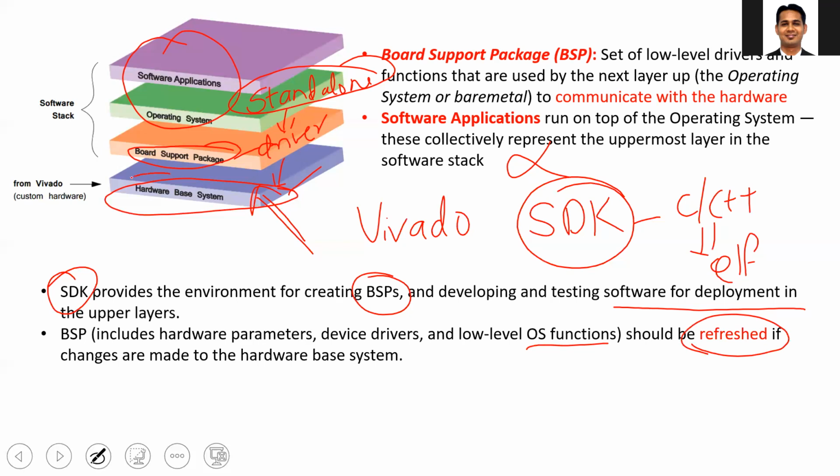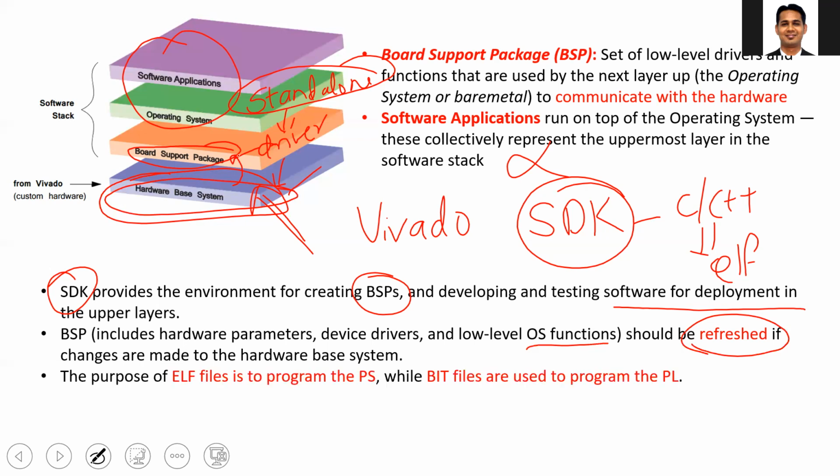So whenever you make any changes in the hardware system, make sure that you regenerate the BSP in your SDK. During the subsequent labs, we will highlight this point in more detail, but make sure that whenever you go back to Vivado and change something, you refresh all the files in the SDK.